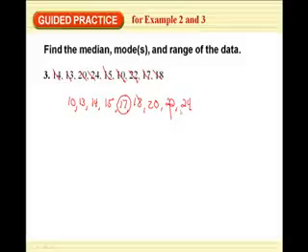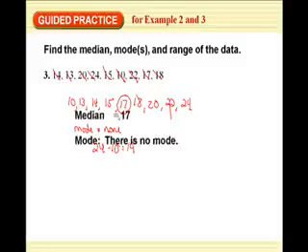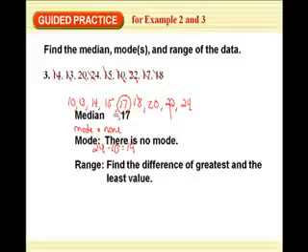The mode, none of them happen more than once, so the mode is none. The range is 24 minus 10, which is 14. So the median is 17, there is no mode, and the range is 14.